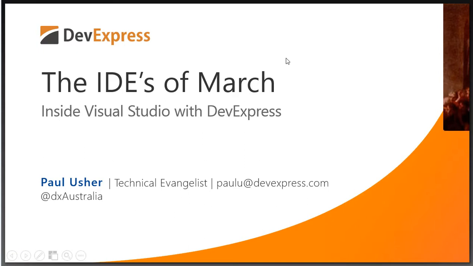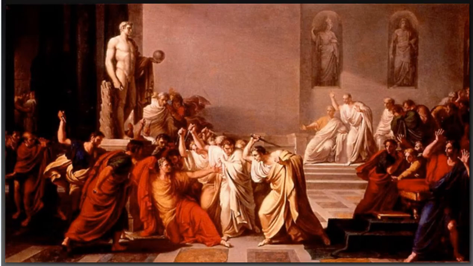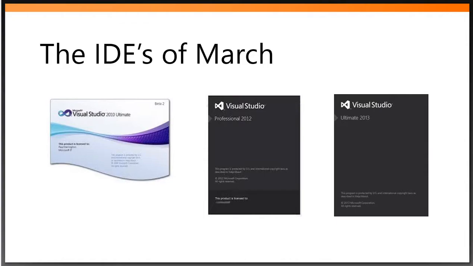Well, it's certainly not about this. This is the scene depicting where Julius Caesar is stabbed, having not heeded his warning about March. Instead, it's more about this.